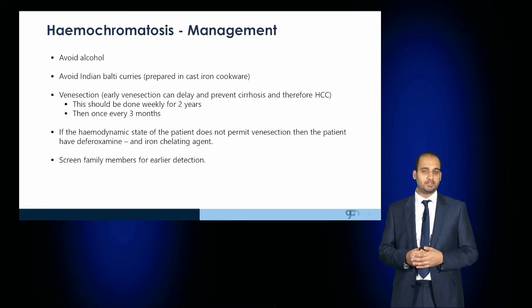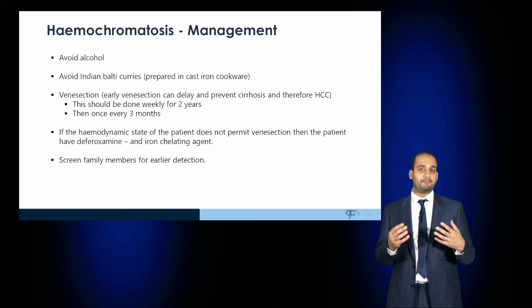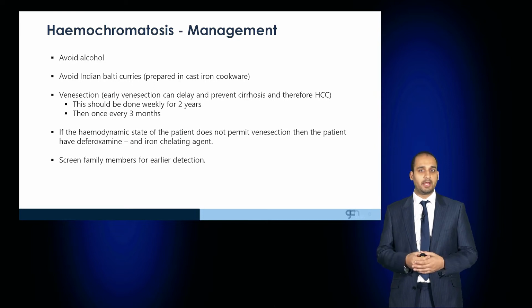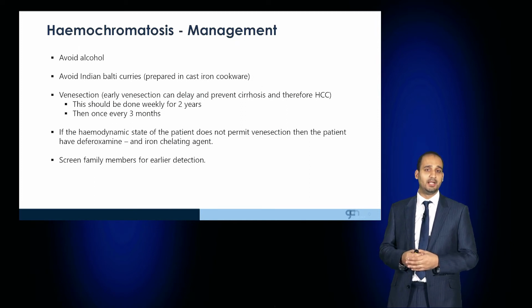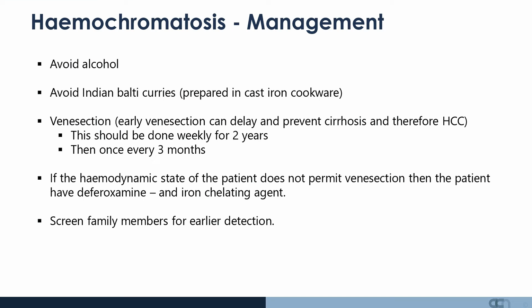To manage these patients, they should be asked to avoid alcohol, avoid foods prepared in cast iron cookware, and they may require regular venesection to prevent cirrhosis and hepatocellular cancer, and this can be as regularly as weekly. If the patient's hemodynamic state does not permit venesection, then they may require an iron chelating agent such as desferrioxamine. Family members should be screened for early detection.